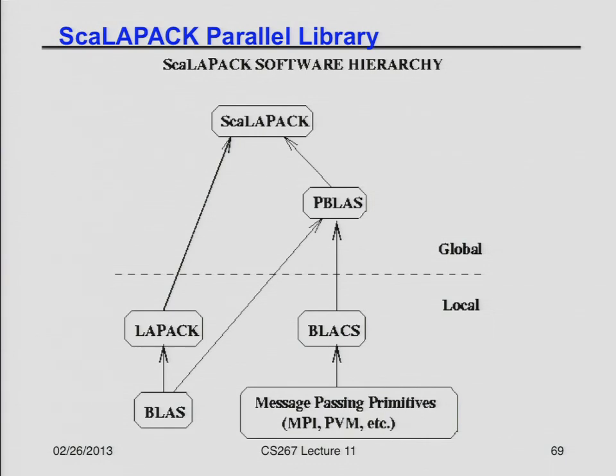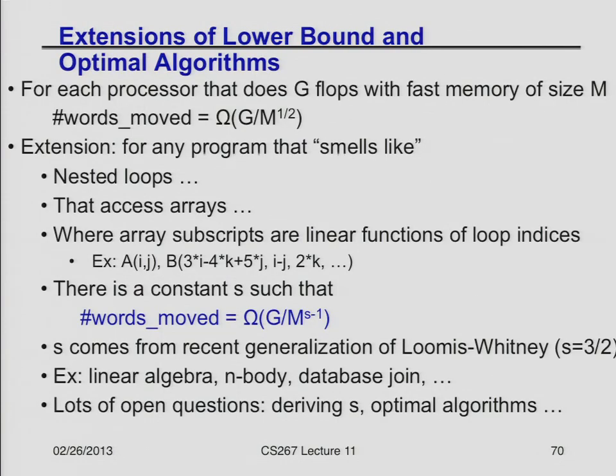So let me now close this first lecture, that I should have finished last time, with just a hint that all these lower bounds are very general and they extend to pretty arbitrary programs. So how do they extend? For the one that I just showed you, for things that smell like three nested loops in matrix multiply, the lower bound looked like however many flops you did divided by m to the 1/2, where m is your cache size. And 1/2 is a magic number. Where did it come from? I didn't tell you the proof, but let me tell you how it generalizes.